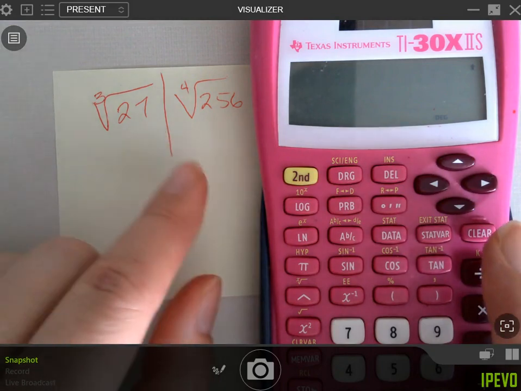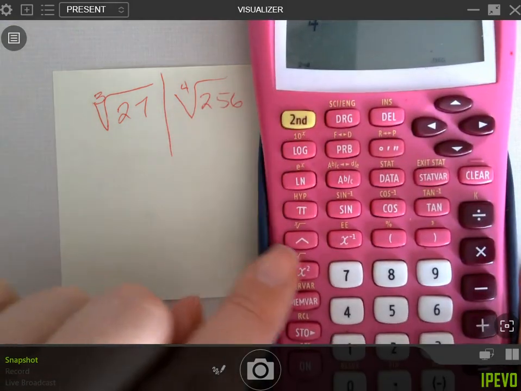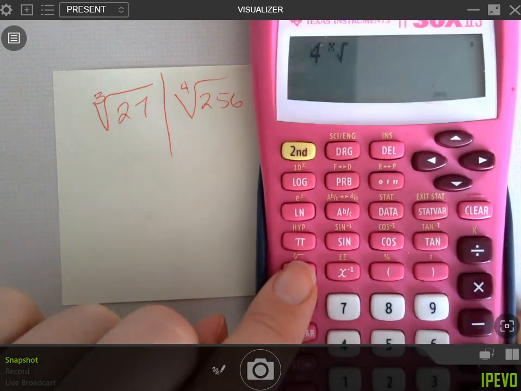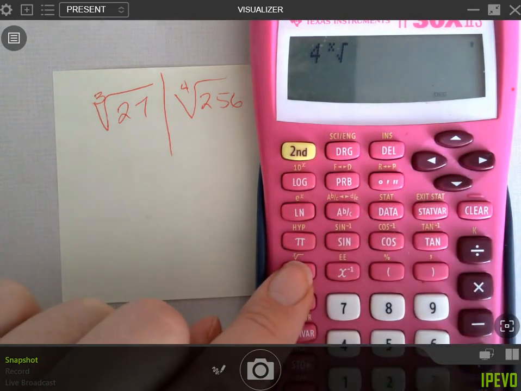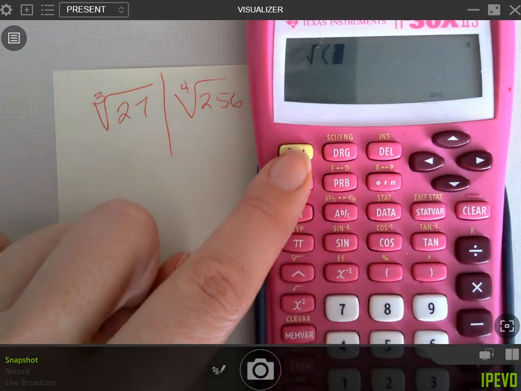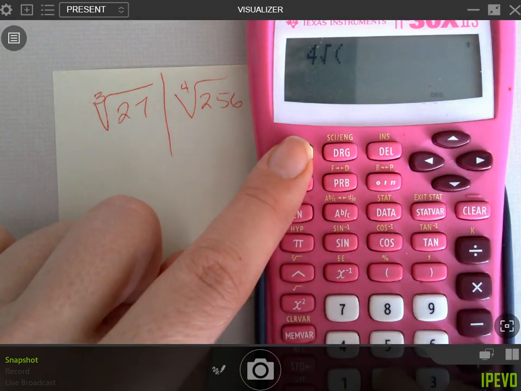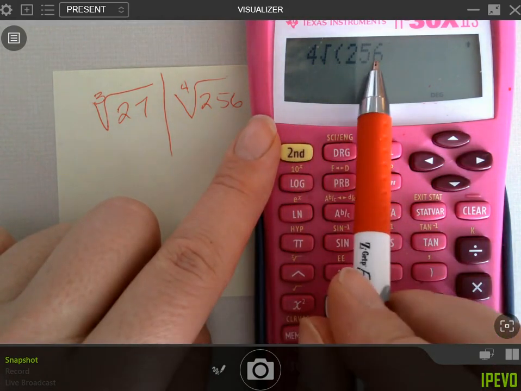So again, I have to be thinking ahead. I need the 4th index, so type in the 4, second, and my x root key. It looks like this, and then I would type in my 256. If I type in that 4 and I do the square root key, I'm taking 4 times the square root of 256.